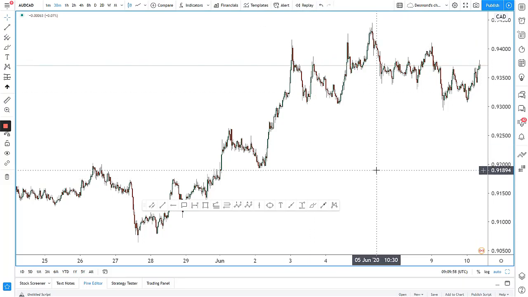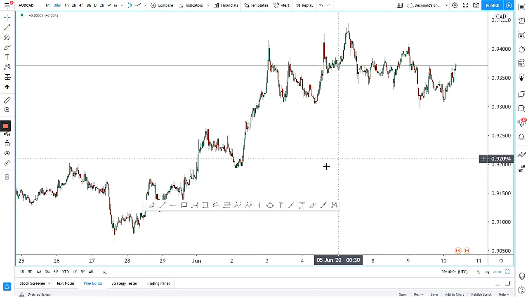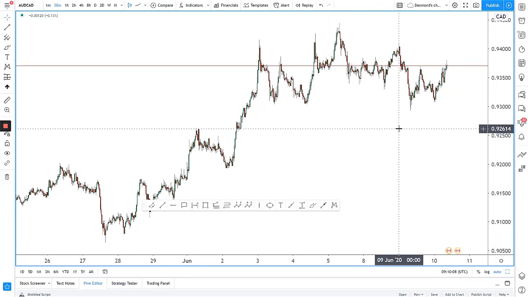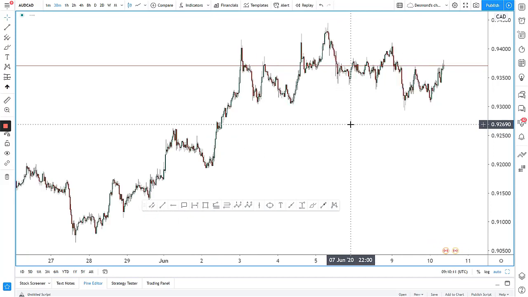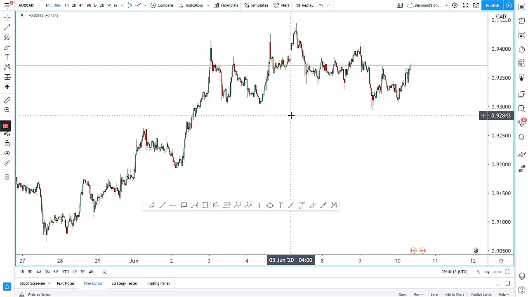So today we will be looking at Aussie CAD. Is there a trading opportunity on Aussie CAD? And if there is one, how can we take advantage of that? Okay, so this is the Aussie CAD chart. What I'll be doing is let's first look at it from a structural perspective.